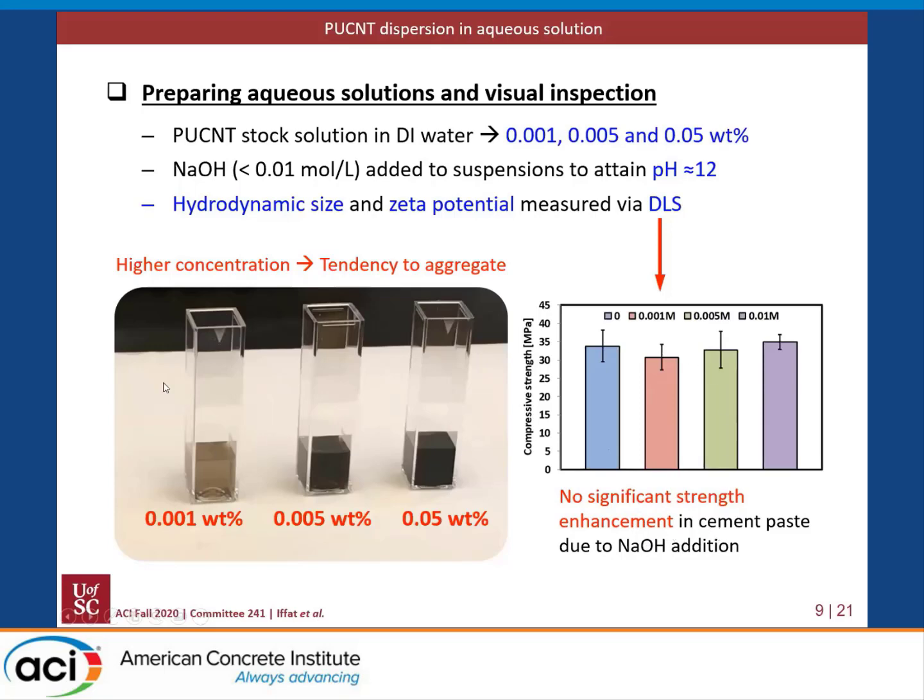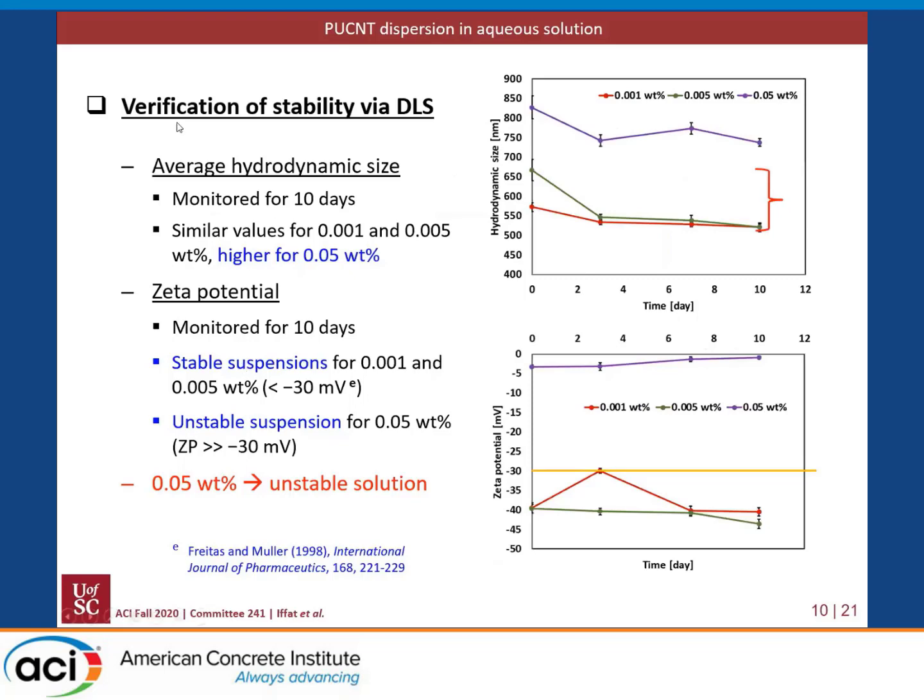In the next step, we observed the suspensions visually, and we can see that for 0.001% an almost transparent solution was obtained, and with increasing concentration, the solution is becoming darker, which indicates a tendency of agglomeration. So the stability was verified through dynamic light scattering in terms of average hydrodynamic size and zeta potential, which we monitored for 10 days. It is found that for 0.001 and 0.005%, almost similar ranges of average hydrodynamic size are obtained, and for 0.05%, a comparatively higher average hydrodynamic size is obtained.